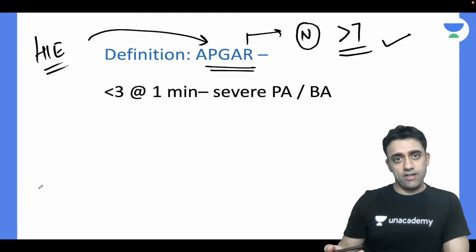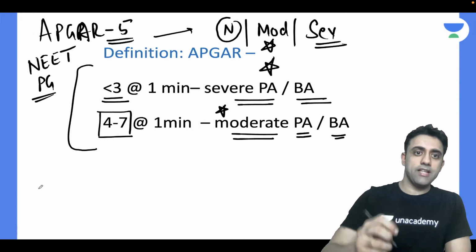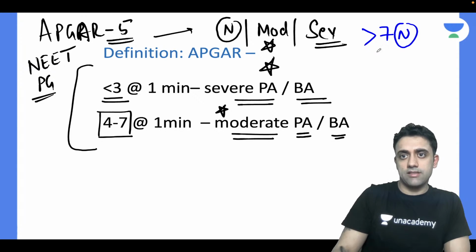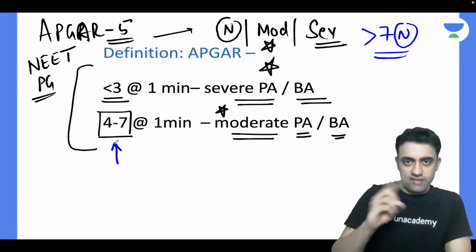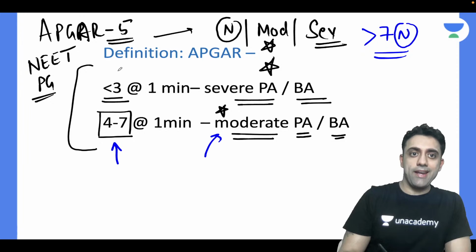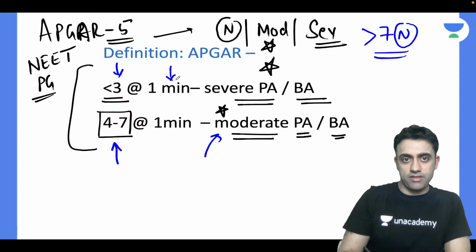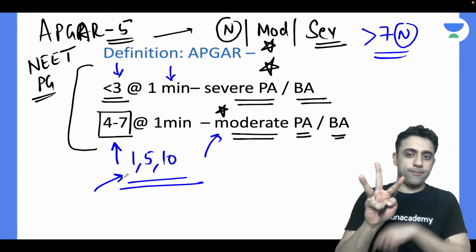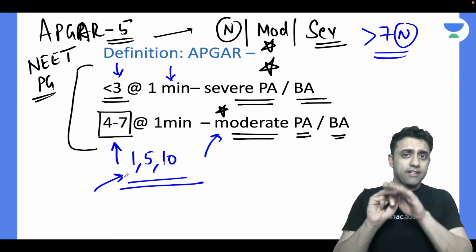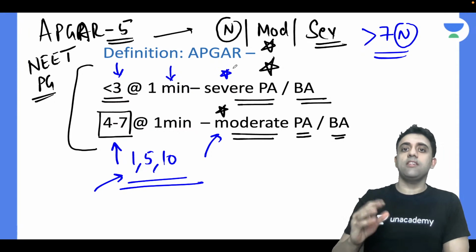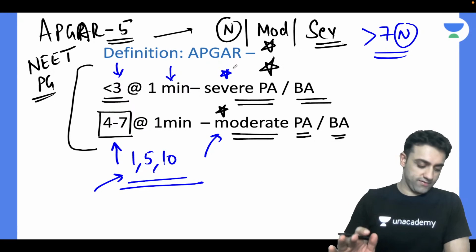HIE is also defined on the basis of Apgar score. A normal Apgar score is more than 7. If it is between 4 to 7, that is moderate perinatal asphyxia or birth asphyxia. Apgar score is done at the first minute, 5th minute and 10th minute. Always remember, it is done three times. If the first minute Apgar score is less than 3, that is known as severe perinatal asphyxia or birth asphyxia.